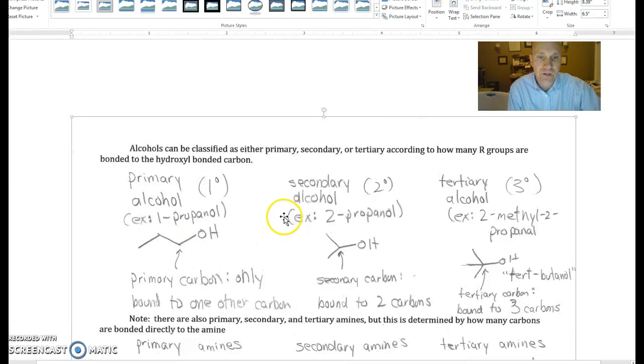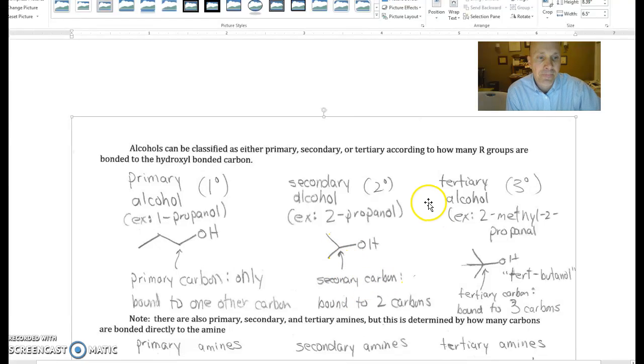So an example of a secondary carbon would be this right here. By IUPAC naming, it's 2-propanol, but this is often called isopropanol. It's the same thing as rubbing alcohol. And if you take a look at the carbon that is attached to the hydroxyl, it has 2 carbons that are attached to it. That makes it a secondary alcohol, and that makes that carbon right there a secondary carbon.